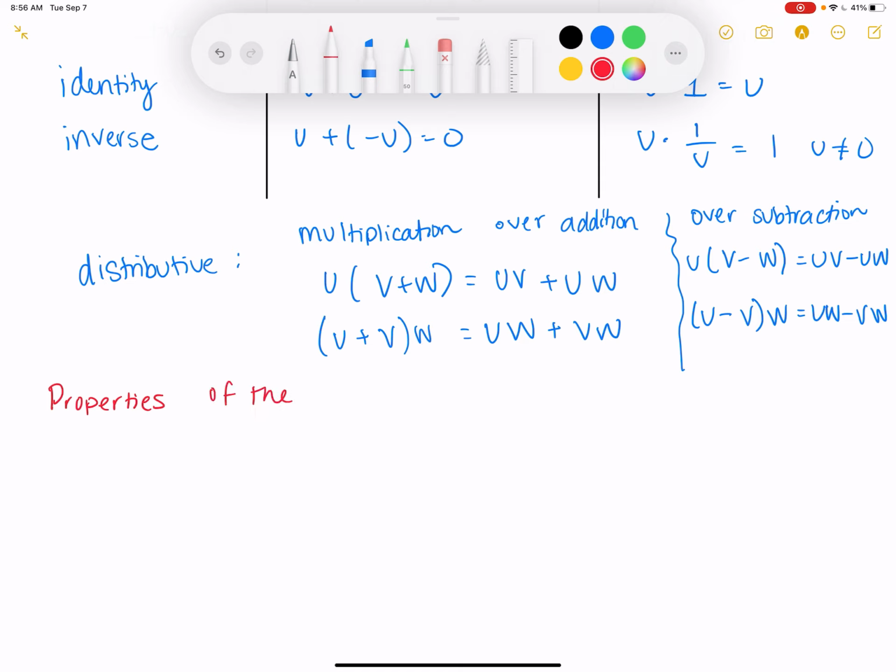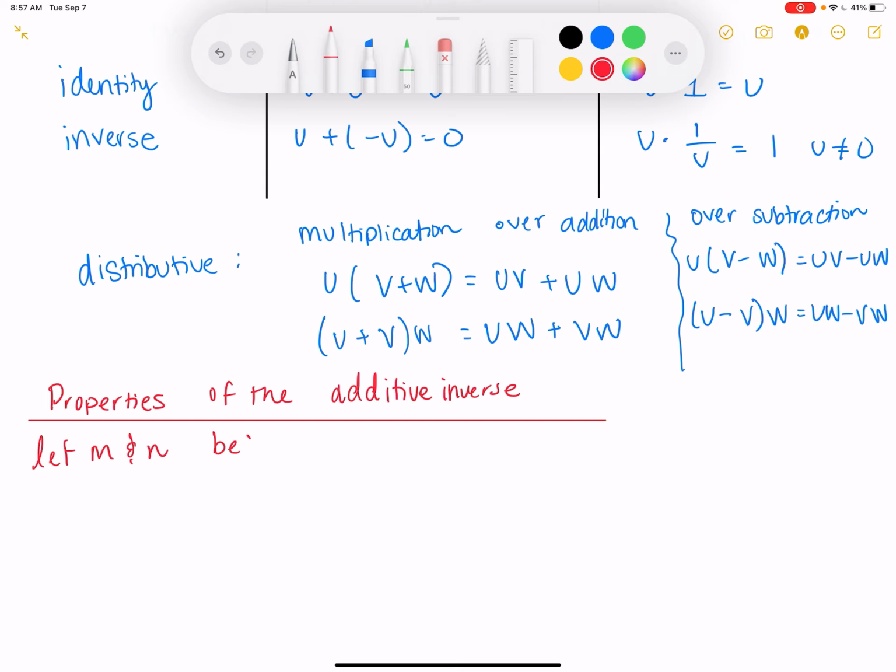All right. So, properties of the additive inverse. We still have U and V here. You know what? We're going to try to switch it to M and N just to make things easier, because this could get a little confusing if not. So let's try that. Let M and N be real numbers, variables, or algebraic expressions.